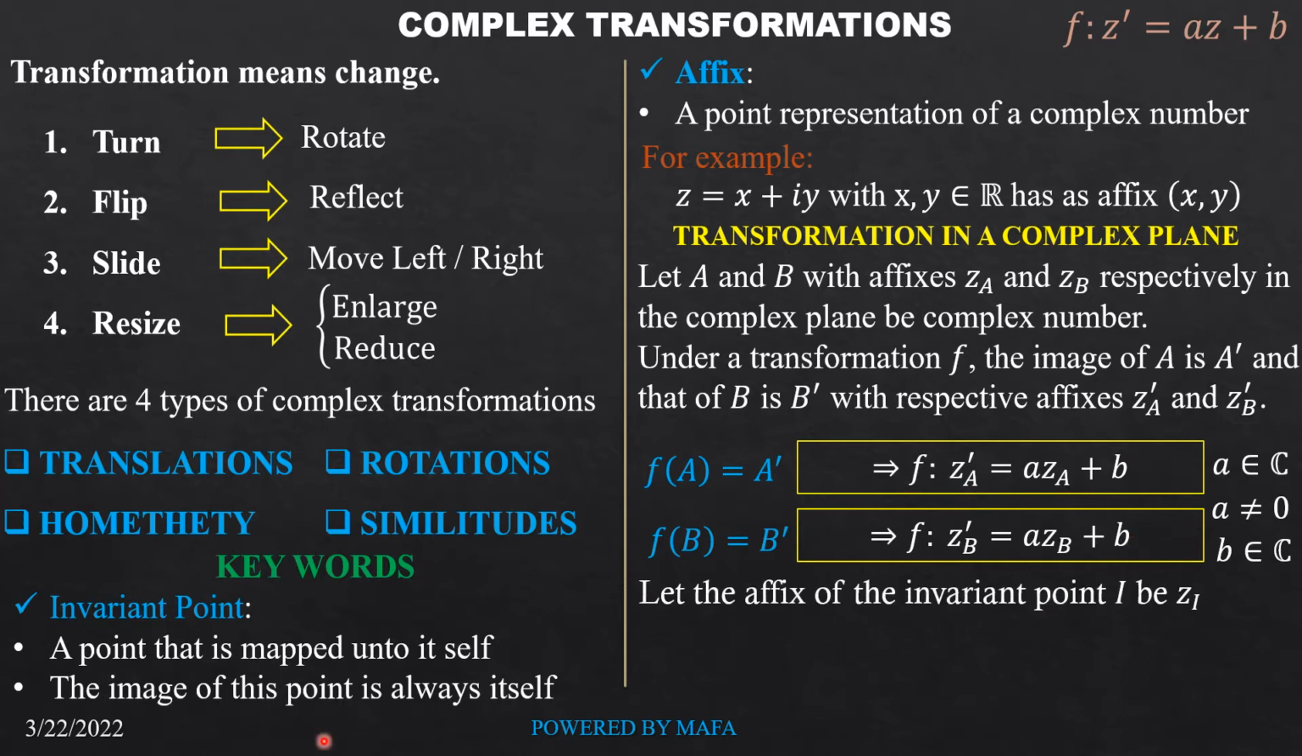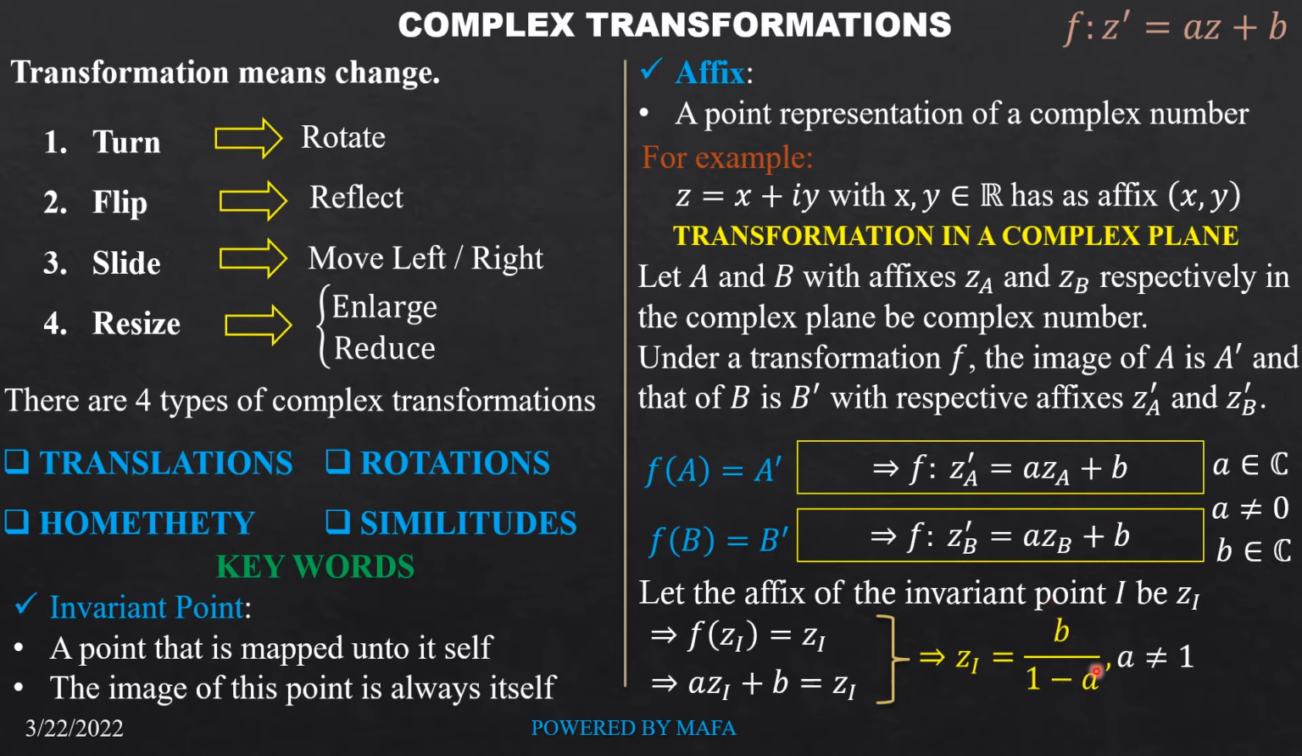Alright, now let's see how we can find the invariant point of any transformation. We can let the affix of that invariant point, which is I, be zi. Now since we said that the invariant point remains unchanged, it simply means that f of zi is equal to zi. But what is f of zi? It is simply zi prime. So replacing in here, we replace z prime with zi, and we replace z with zi. So from there we get this. Now we look for zi, which is going to be b divided by 1 minus a.